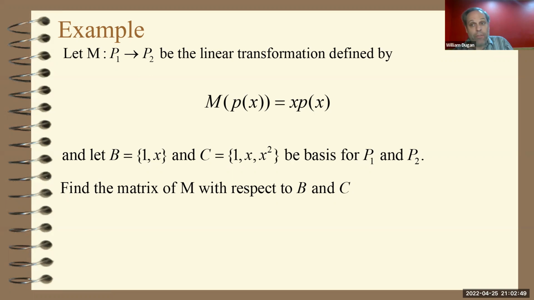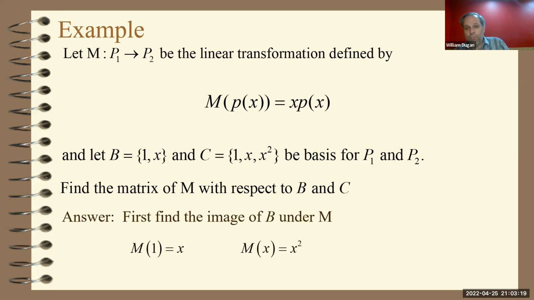Let's suppose you have a linear transformation going from P1 to P2. The transformation will take the polynomial of first degree and just multiply it by x. Of course, then you'll get a polynomial of at most degree 2. The basis used will be the standard basis for P1 and the standard basis for P2. That's B and C. I want to find the matrix of M relative to B and C. So this would be the matrix of the transformation from B to C.